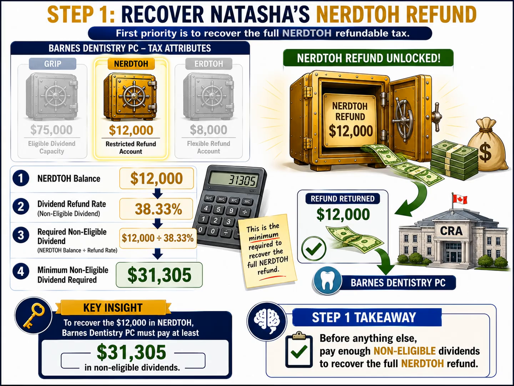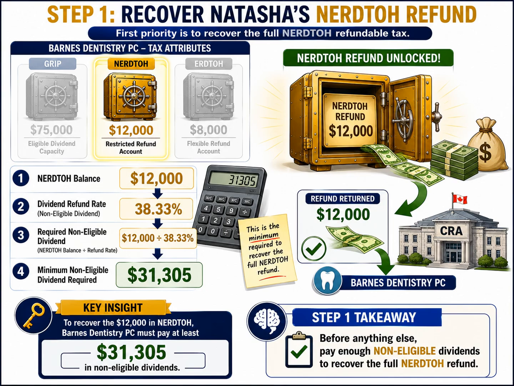To answer that question, we use the dividend refund formula shown in the center of the slide. We take the NERDTOH balance of $12,000 and divide it by the dividend refund rate of 38.33%. When we perform the calculation, the result is approximately $31,305. This number is extremely important. It represents the minimum non-eligible dividend required to recover the entire NERDTOH balance.